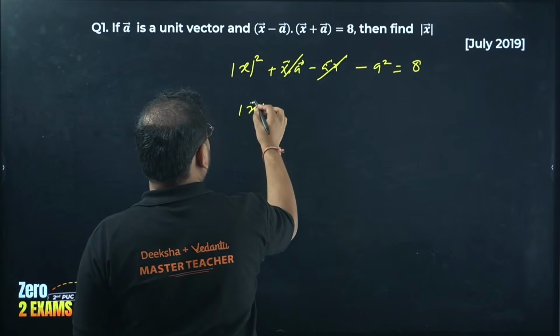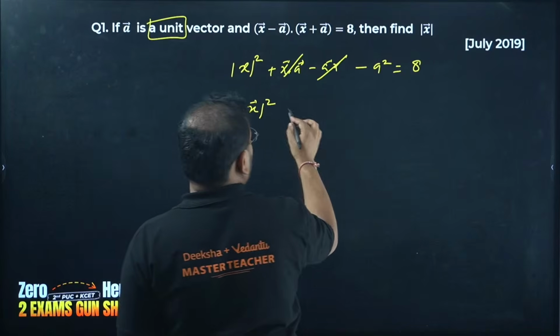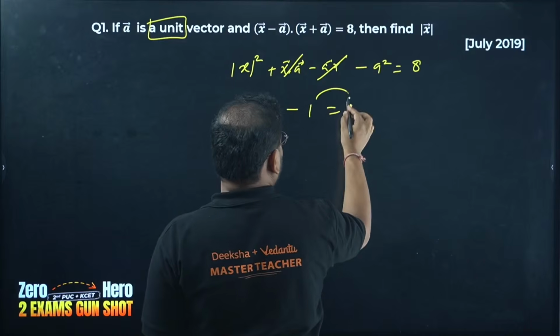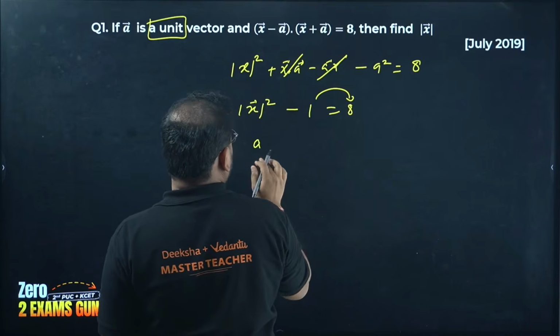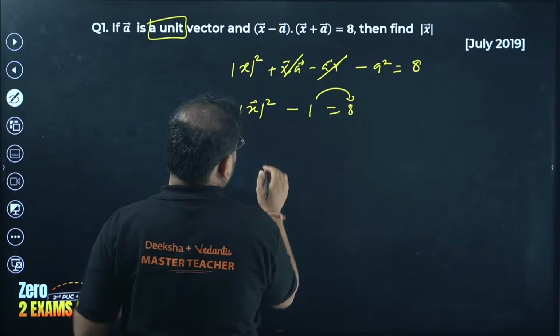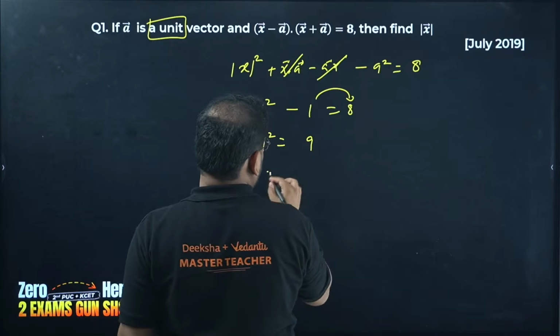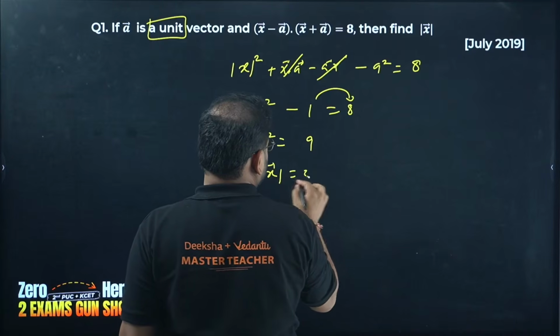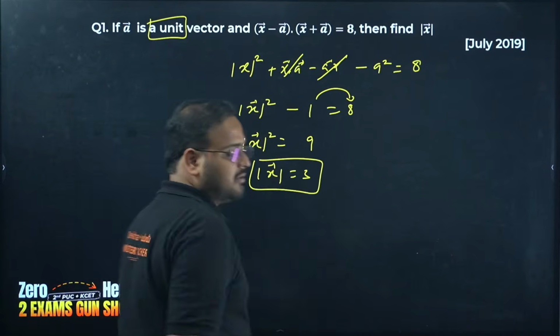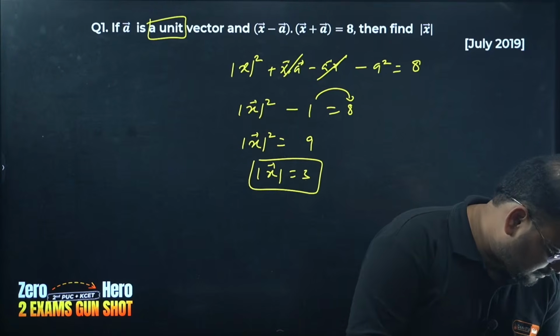Mod of vector x square. A is a unit vector. It means the value will be minus 1. Move on this side. 8 plus 1 is 9. So mod of x becomes 3. Mod of x becomes 3. Getting the answers now.